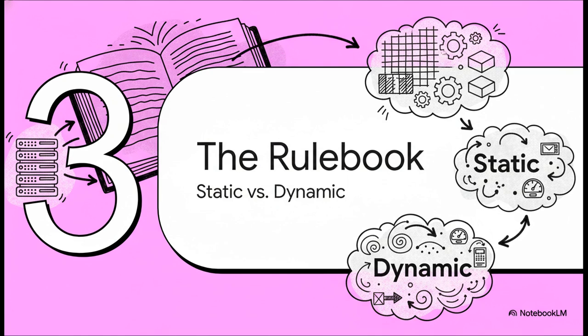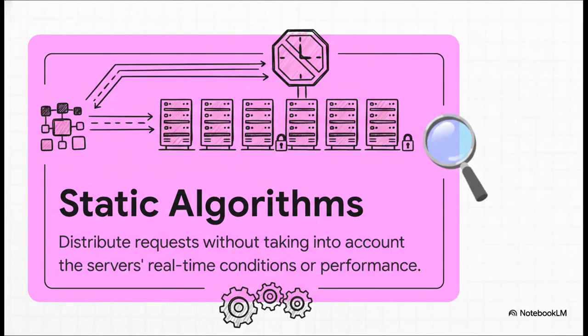Okay, so this traffic cop, how does it actually decide who goes where? It's not just pointing randomly, right? Of course not. The load balancer follows a rulebook, a set of instructions we call algorithms. And these algorithms basically fall into two big camps, static and dynamic. Let's start with static algorithms. The name kind of gives it away. These are the simple, predictable ones. They work based on a fixed set of rules that you configure beforehand. And the key thing to remember here is that they don't check how busy the servers are. They just follow the plan no matter what.